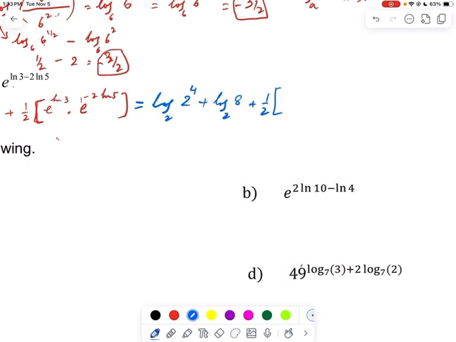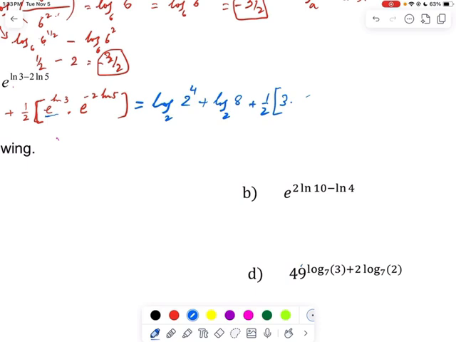No, this is not 1 by mistake. This was -2 ln of 5. So from the first piece here, this gives us 3 times. Now what will I get from here?